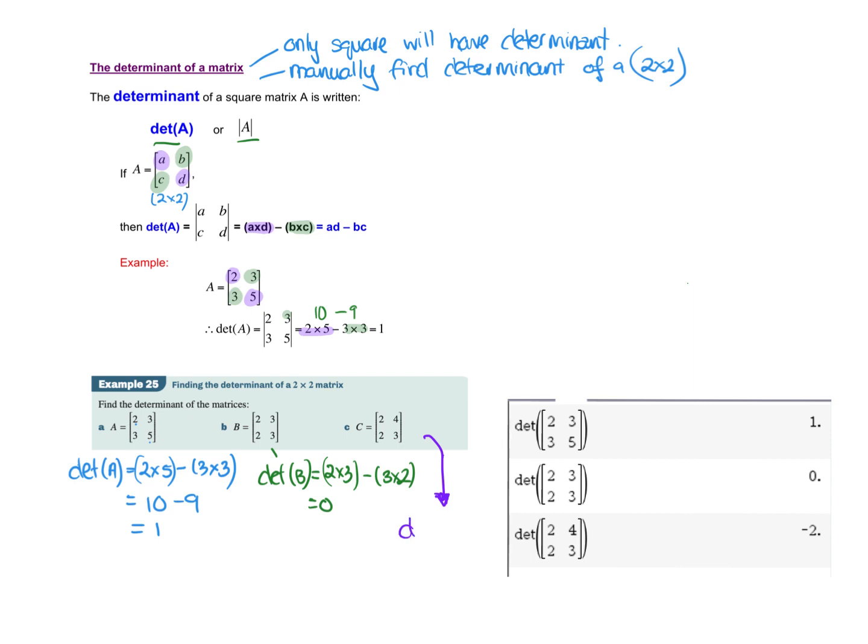So here, when I find the determinant of C, this one's going to be 2 times 3 minus 4 times 2. So it equals 6 minus 8. So this one was negative 2.